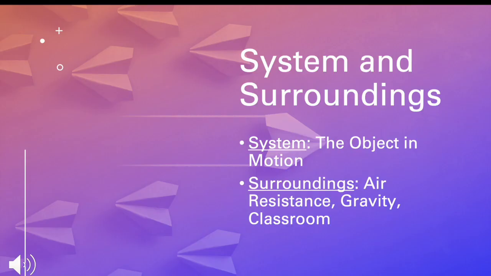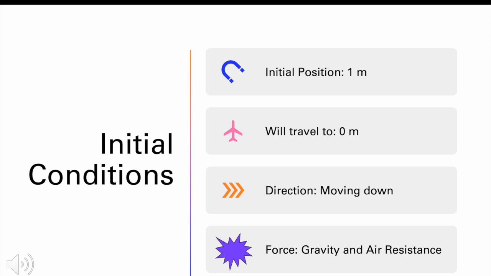The systems and surroundings of this experiment are as follows. The system is the object in motion, and the surroundings include the air resistance, the gravity, and the classroom. The initial conditions of our lab are as follows. The initial position starts at 1 meter of height, and it will travel to 0 meters vertically, and its direction is moving down, and its forces are gravity and air resistance, which is a force of drag.